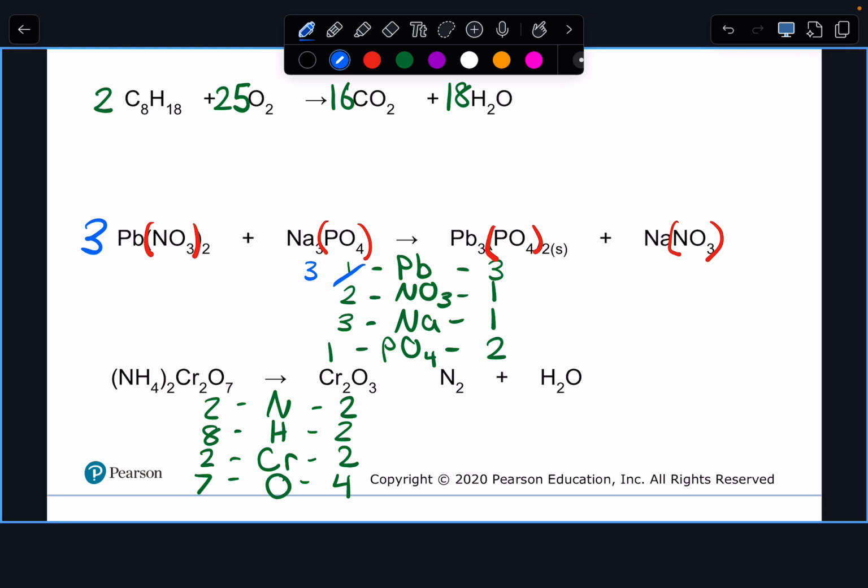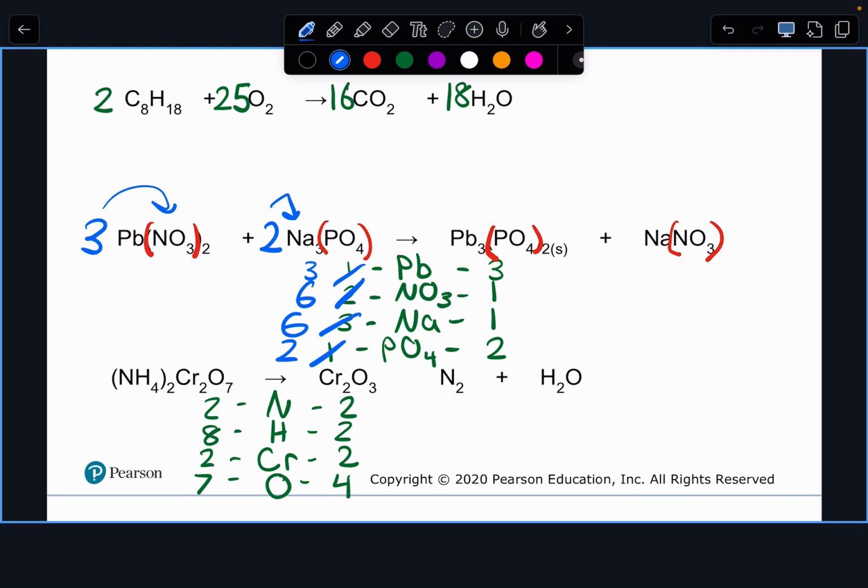So I'm going to look at the phosphates just because these two numbers are high and these ones are low. So I'm trying to get these ones to be increased so that they match over here. So I'm going to do that to the phosphate. I'm going to put a 2 here. And then I also need to write down how that changed the others. So like the nitrate, that made this 6. And the sodium, that made this 6.